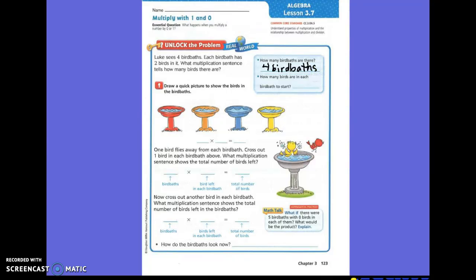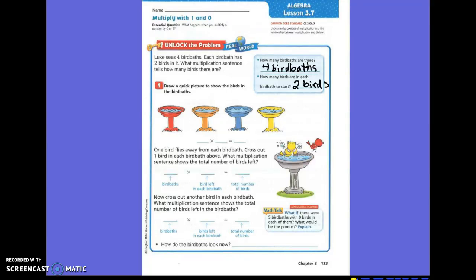Okay, and then what did the story say? How many birds are in each bird bath to start? 2. Everybody? 2 birds. Okay, like all the multiplication sentences that we talk about so much, we are going to draw a picture to help us solve this problem.